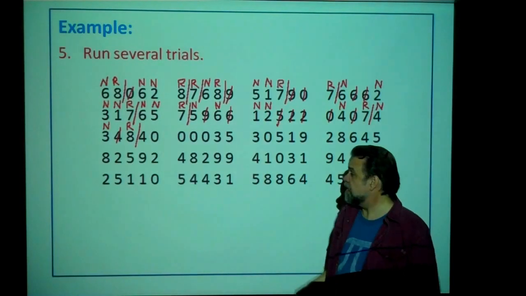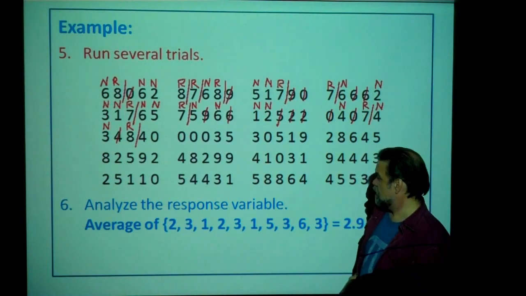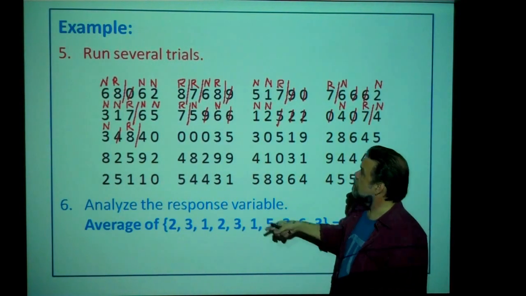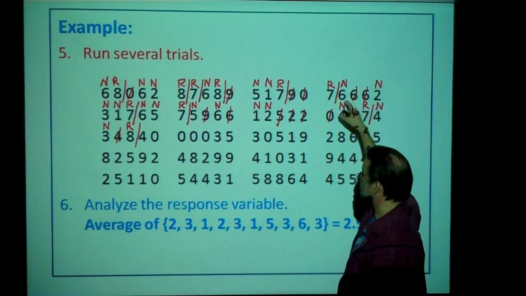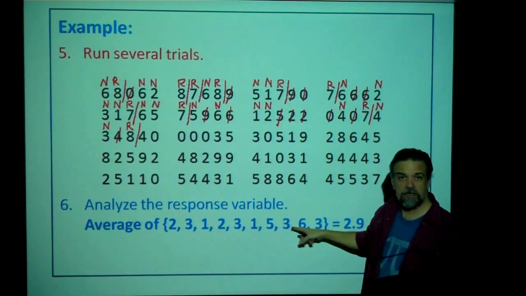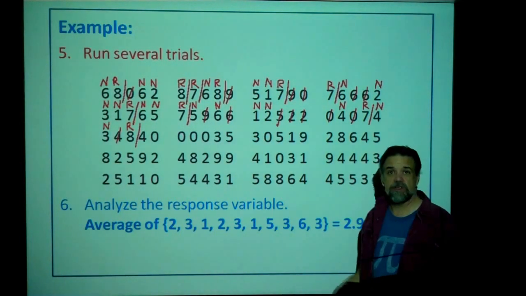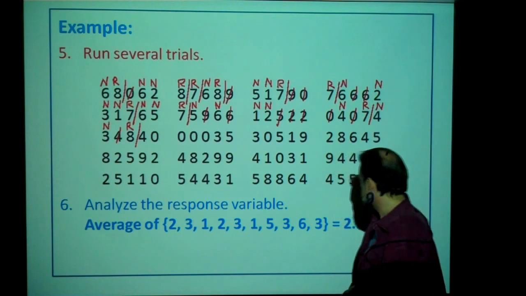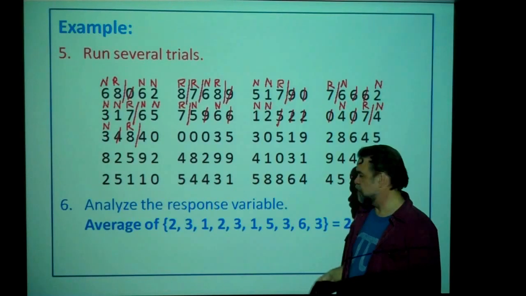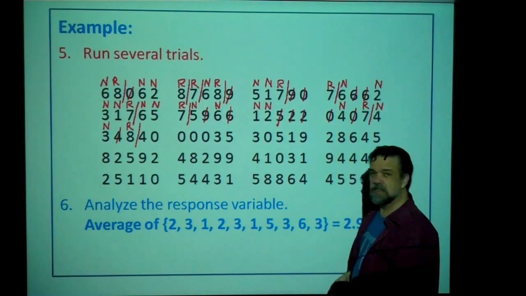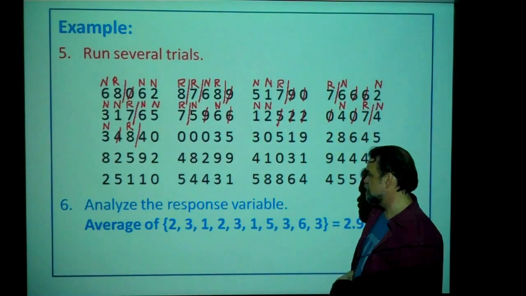So, what do you do after that? Well, what you do after that is you analyze the response variable. In analyzing the response variable, I got two, then three, then one, then two, then three, then one, and so on. So I'm looking at all these results here, and if I take the average of all those, I get 2.9. So that's the average. The average is about 2.9, about 3, and the median is also 3. It's fairly symmetric. Nothing really jumping out at me there.